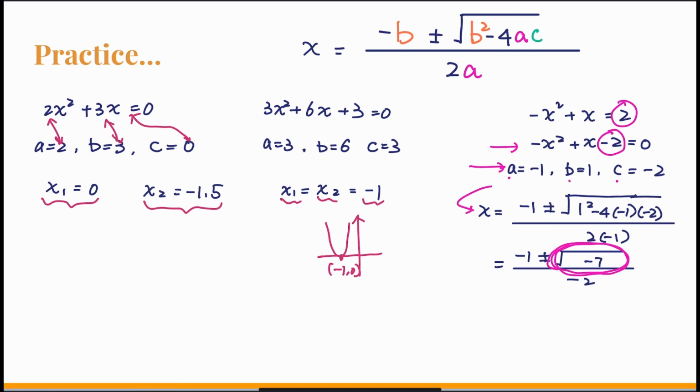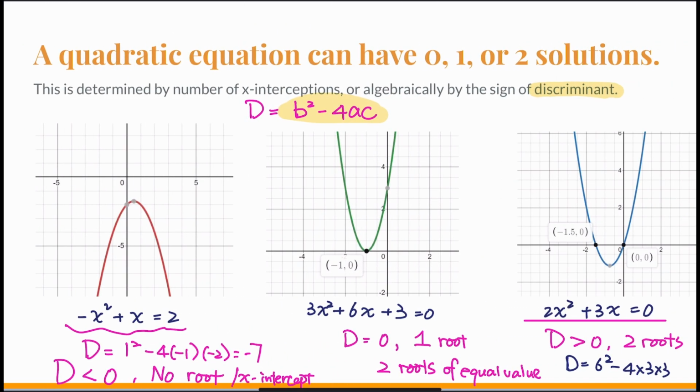Something we really need to do is to check the value under this square root, which is called the discriminant. The sign of the discriminant will tell us whether this quadratic equation has no roots, one root, or two roots. So these are the three questions we just did. The third one, if we look at this graph, there is no x-intercept, so there is no root, which makes sense.